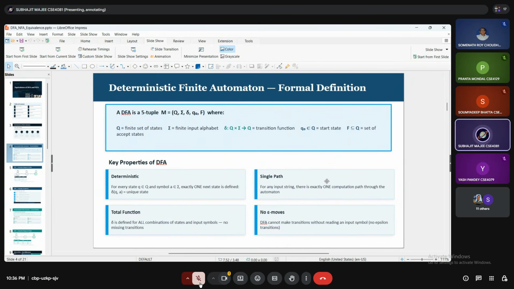The total function delta is defined for all combinations of states and input symbols, with no missing transitions and no epsilon moves, meaning a DFA cannot make transitions without reading an input symbol. Meaning if there is an epsilon move, we cannot transition to the next state.